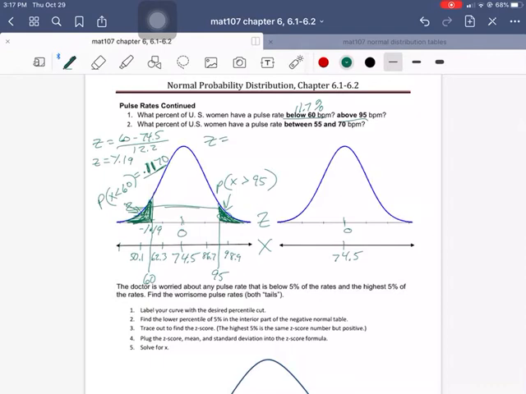So z is going to equal 95 minus 74.5 over the standard deviation. That's going to come out to 1.68. So then I'm going to go to the table, positive table. That seems reasonable, right? Positive table to find this, and I'm going to go down to 1.6 and over to 0.08. I'm going to get 0.9535. That's from here over, okay?